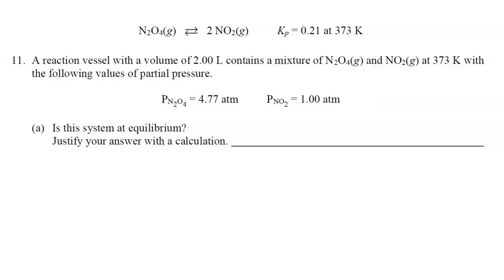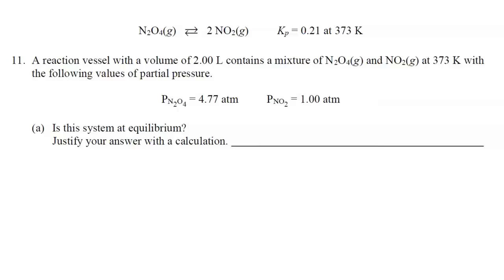We are already given that the Kp value is 0.21 at a temperature of 373 kelvins. It says a reaction vessel with a volume of 2.00 liters contains a mixture of N2O4 and NO2 at 373 Kelvin with the following values of partial pressure. The pressure of N2O4 is 4.77 atmospheres, and the pressure of NO2 is 1.00 atmospheres. Part A, is this system at equilibrium? Justify your answer with a calculation.